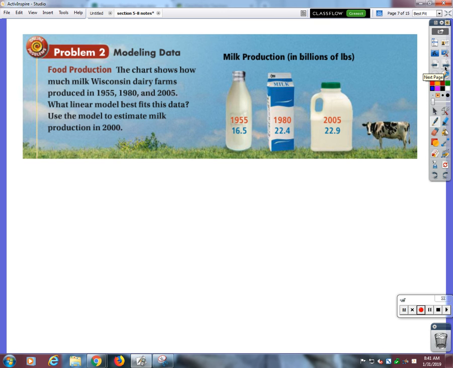All right, so let's do another one here. This is a nice graphic. This is the milk production in billions of pounds from Wisconsin. Okay, and we're given 1955. Notice the old school 1955 style milk bottle. Nice job, textbook publishers. 1980. And then 2005. Also notice that the sizes of the containers are getting larger as the milk production is increasing. Okay?